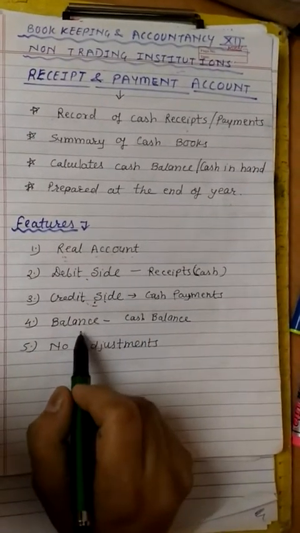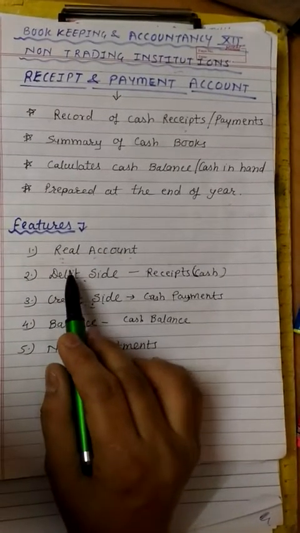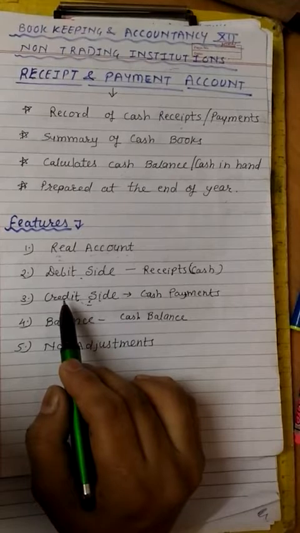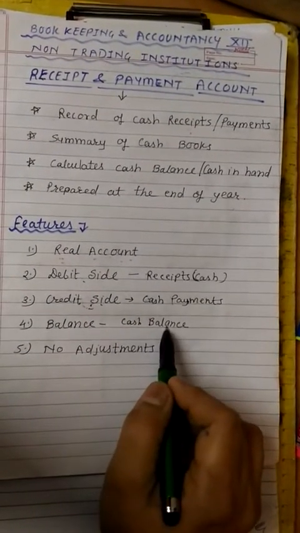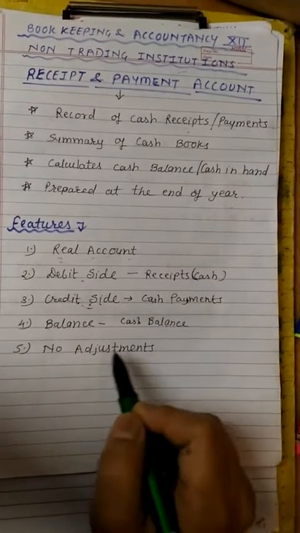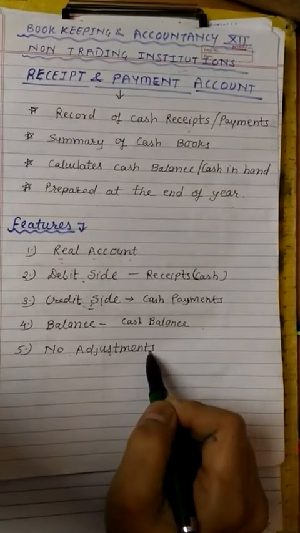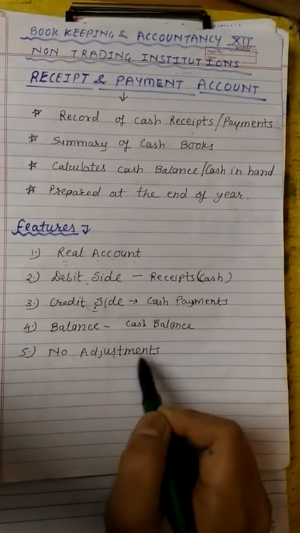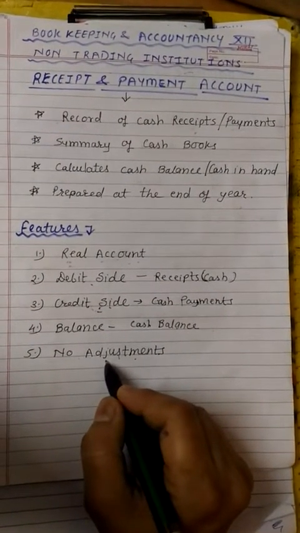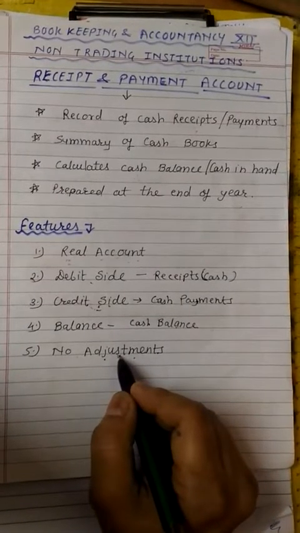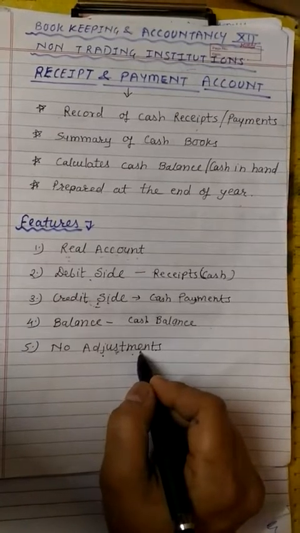The balance is the difference of both the debit and credit side. Balance means the difference of the debit and credit side. The total of the debit side minus the total of the credit side is called the balance, and this balance is the cash balance at the end of the year. No type of adjustment is made in this account, such as outstanding or accrued income; they are not recorded in this account. Only the cash received during the year or cash paid during the year is recorded in this account.